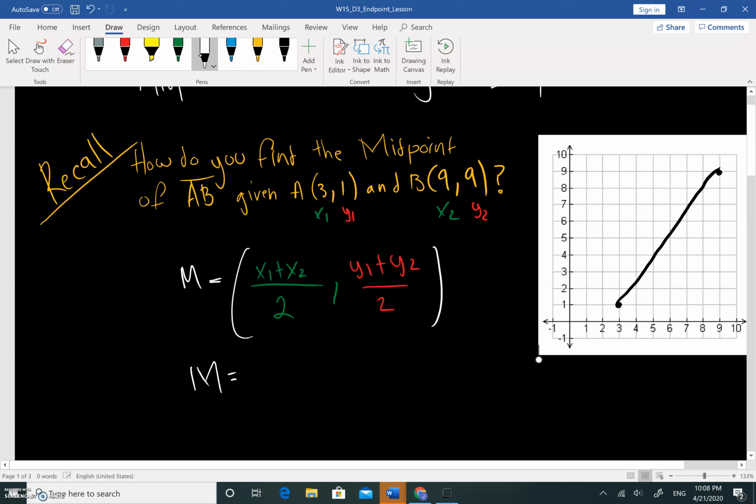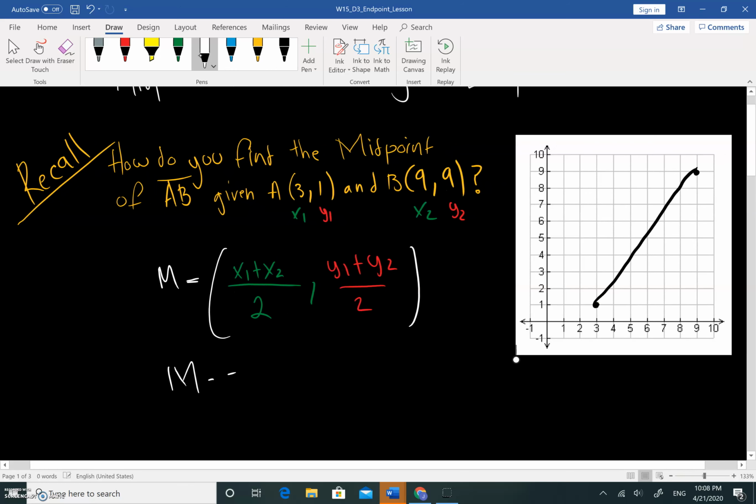So we go ahead and do the next part. You would have M is equal to, well, x1 is 3, so that will be 3 plus 9 divided by 2, comma, 1 plus 9 divided by 2, right? Let's make this in red so we can have some consistency. So 1 plus 9 divided by 2.